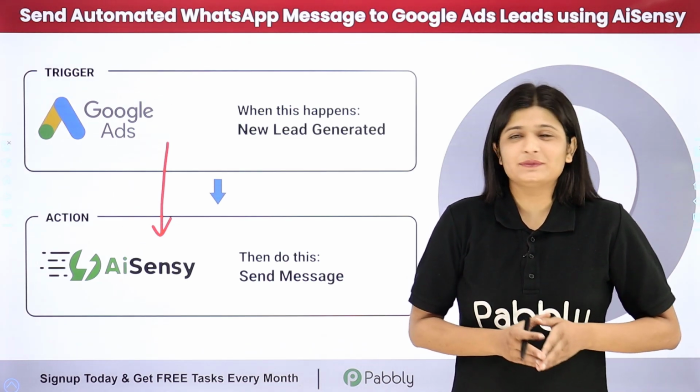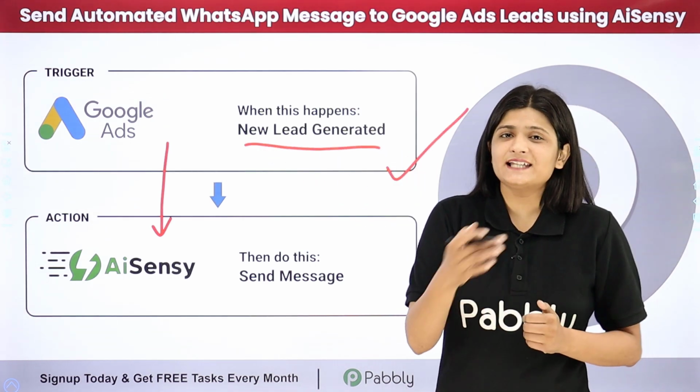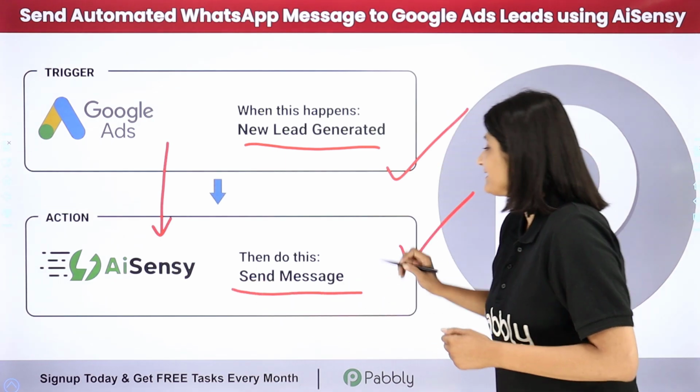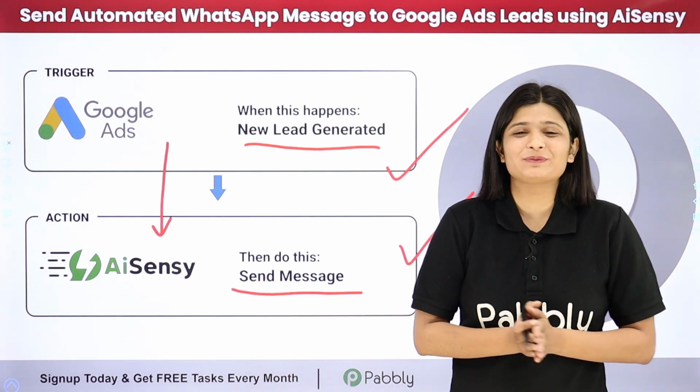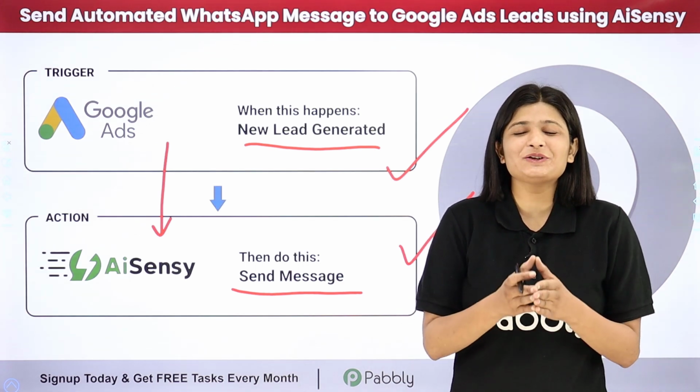Here as my trigger application, I am going to take Google Ads from where I will receive new lead, and then in my action application I am going to take AiSensy, with the help of which I am going to send these automated WhatsApp messages to my leads. If you want to learn this amazing automation step by step, then let me take you all to my screen.